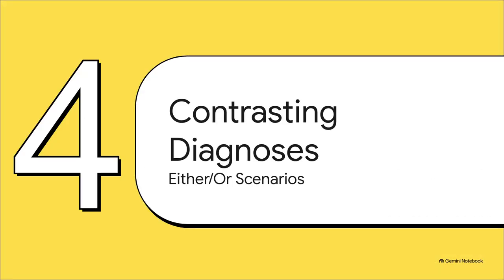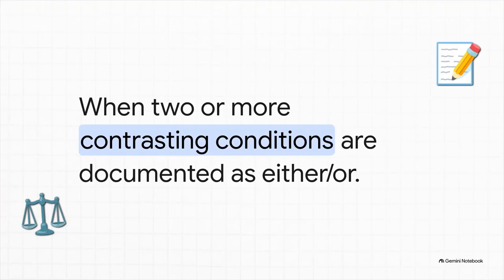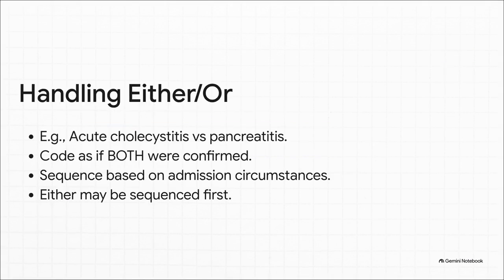Section 4. Contrasting diagnoses and either-or scenarios. What if your investigation just hits a wall? Sometimes the medical narrative is stubbornly ambiguous, and you're left with two contrasting conditions that remain completely unresolved at the time of discharge. Section 2D tells us exactly how to handle these comparative either-or situations. And spoiler alert, it's very different from outpatient coding rules. If a physician writes acute cholecystitis versus acute pancreatitis at discharge, you must code them as if they were both confirmed.